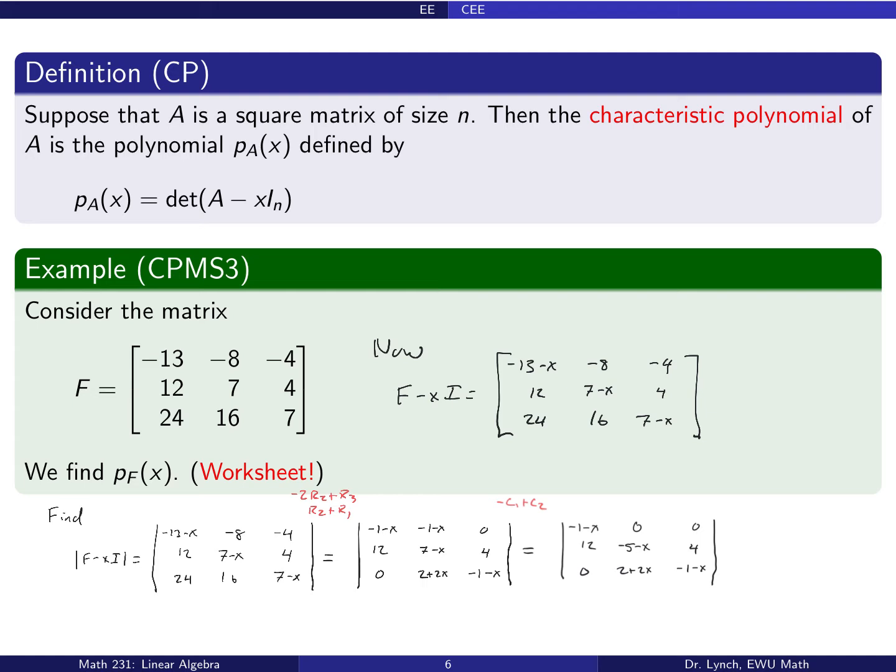And here's what you should get. You should get the quantity (x plus 1) squared times (x minus 3) times (x minus 1). You'll notice that this characteristic polynomial of a 3 by 3 matrix is a cubic, and it turns out that the characteristic polynomial of a size n matrix is always a degree n polynomial.